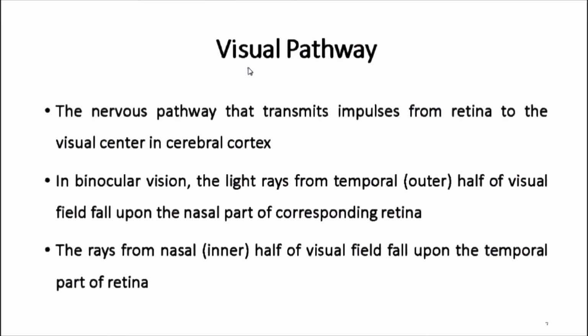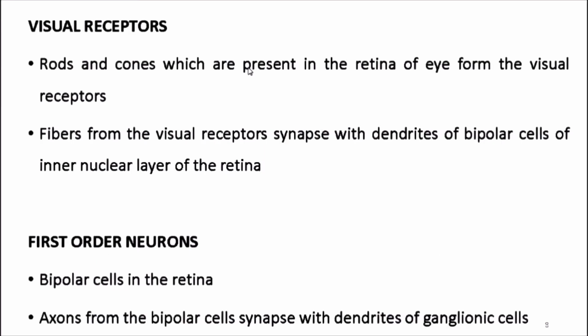Then we have receptors for anything visual. For a visual pathway, we need visual receptors. For an auditory pathway, we need auditory receptors. For taste, we need taste receptors. For smell, we have olfactory receptors. So here, we need visual receptors, which are nothing but the rods and the cones present in the retina of the eye. They are the visual receptors in the visual pathway.